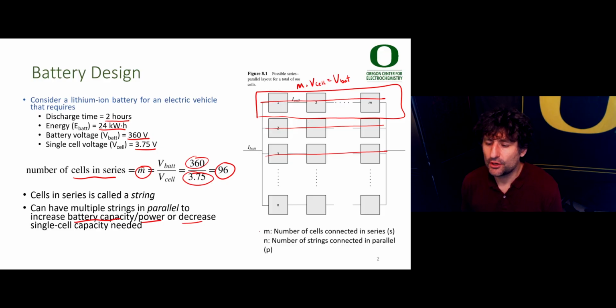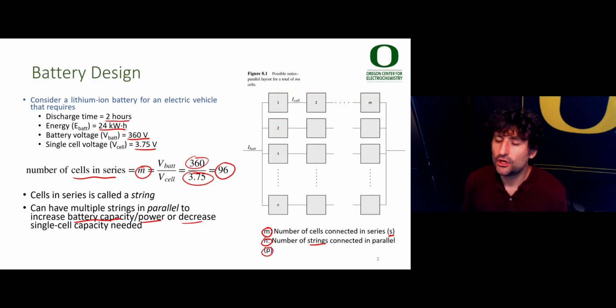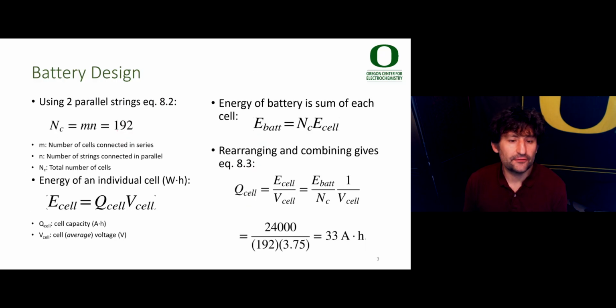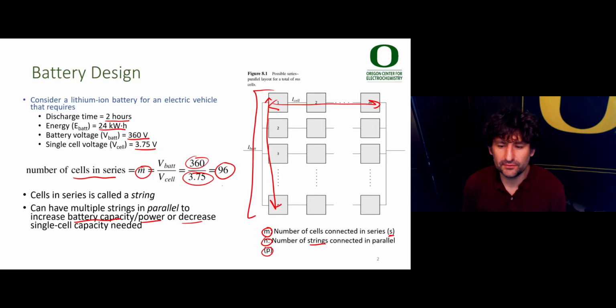So more generally, we're going to define the number M as the number of cells connected in series in a string. You'll see the abbreviation S sometimes in literature. And N, the number of strings connected in parallel. This could be P in the literature at times. So if I go back to this diagram, you can see M is this direction across this array, and N is the number of strings up and down. If we used two parallel strings, the total number of cells would be M times N, which is 192, since we decided we were going to have 96 batteries in each string.